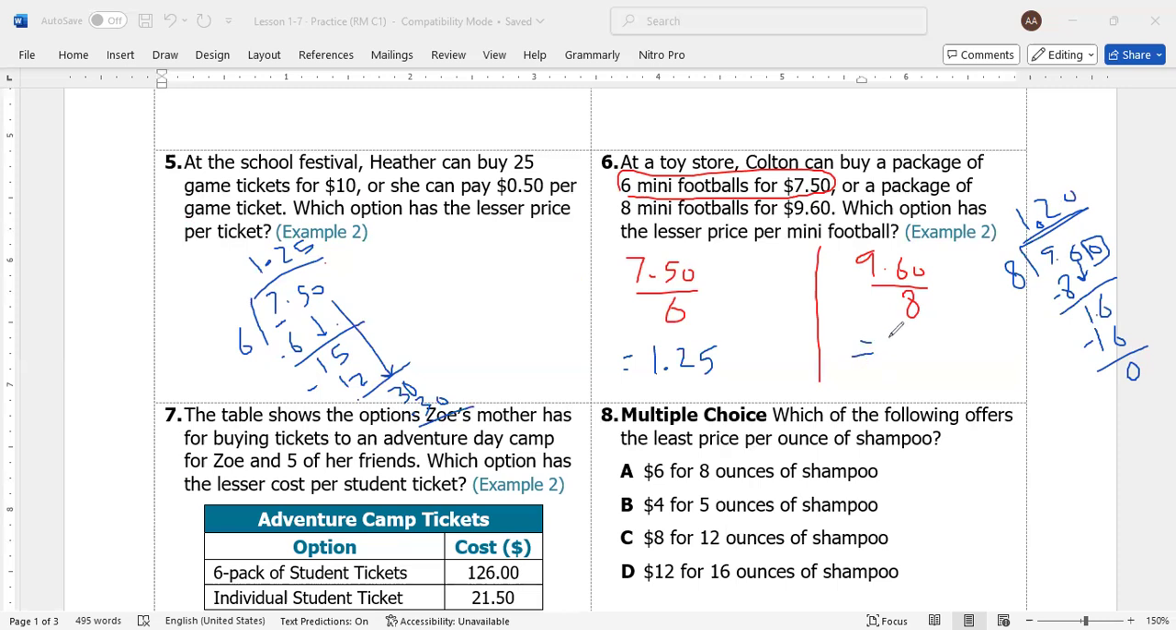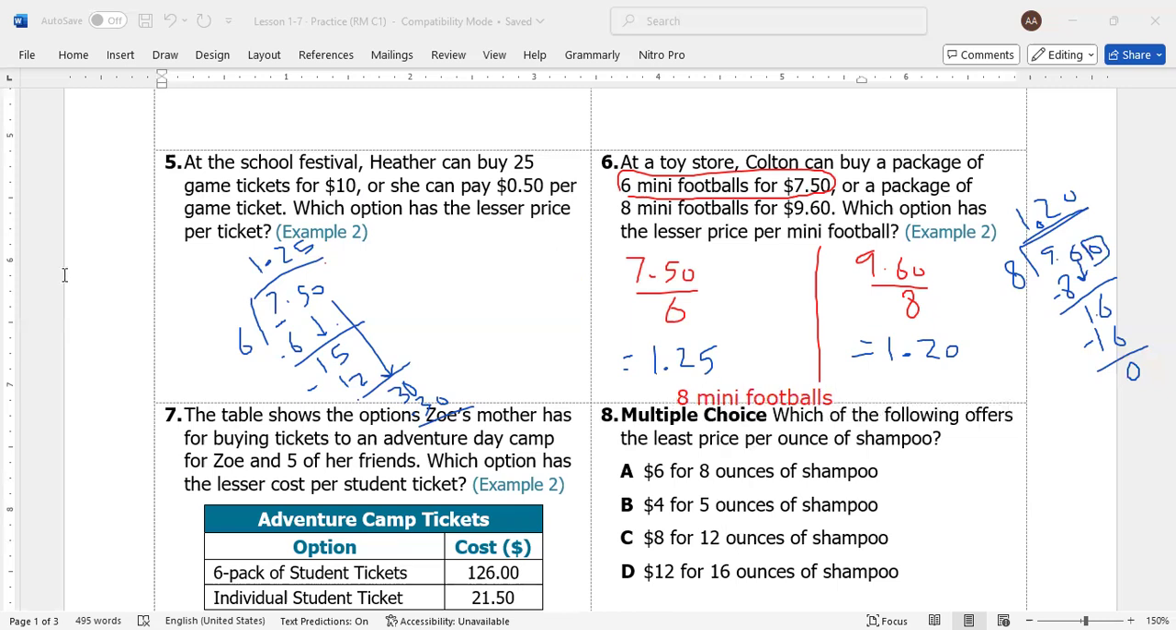Now you can compare in both cases. If there are two offers, one is costing 7.50 for 6 mini footballs and 9.60 for 8 mini footballs, we find the price of one football in each case. Now we can see which one will cost us less. You can see 1.25 is more than 1.20. So 1.20 is costing less. So we will say that if you buy 8 mini footballs, this will cost less, because he's asking which option has the lesser price.